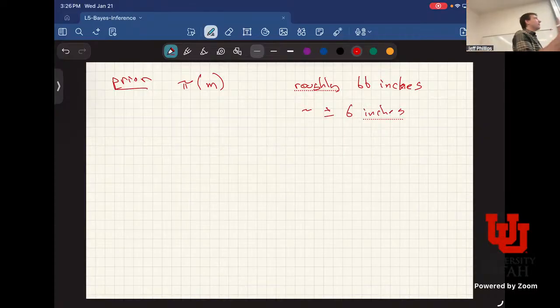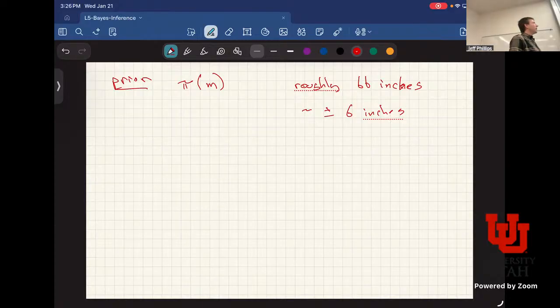I think the average height of a person, or maybe a subpopulation, let's say we want to look at the average height of someone at the University of Utah. On average, maybe people are about 66 inches. Maybe at the University of Utah they're slightly taller, slightly shorter, I'm not sure. Maybe there are a bunch of basketball players here, and so the height is taller. So plus or minus 6 inches.